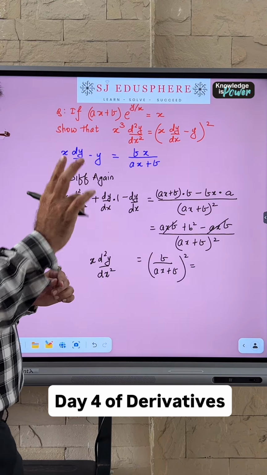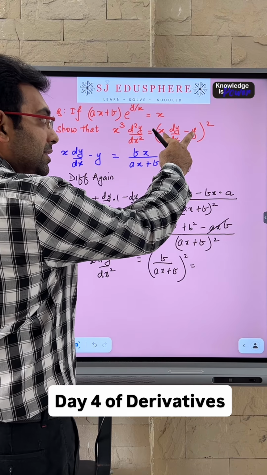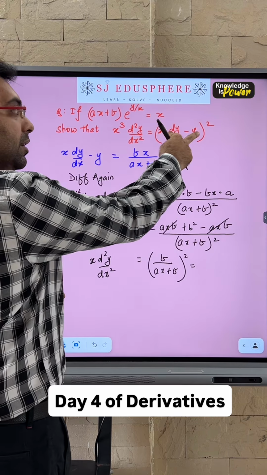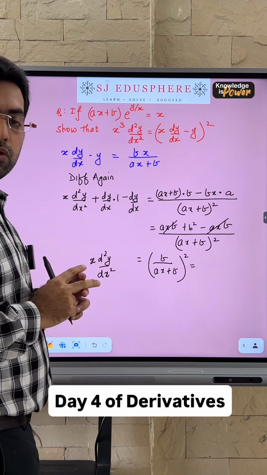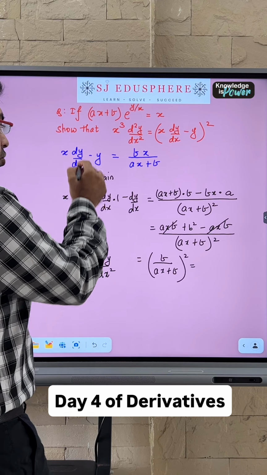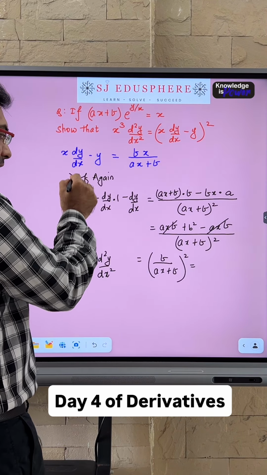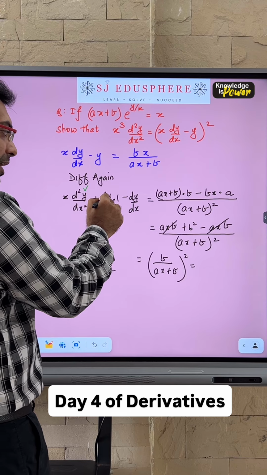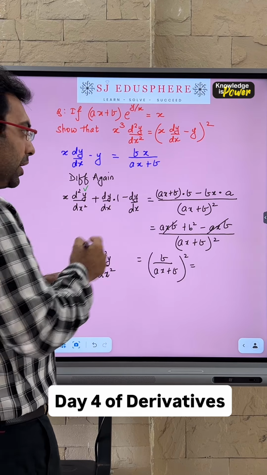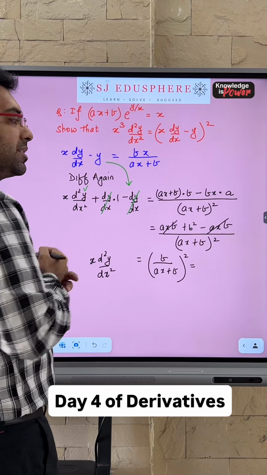Now, what you need to observe, students, is that look at your answer. It is telling you that this is already here. That means the square has to be sorted. I go ahead with taking the derivative again. So if I differentiate again, the derivative of x is 1 and the derivative of y is dy by dx, which gets cancelled.